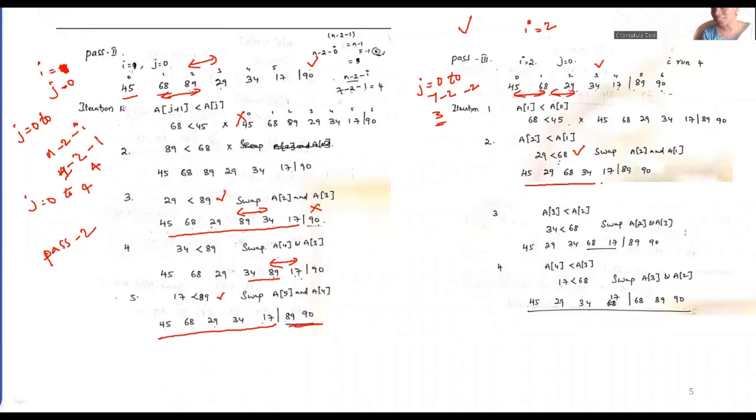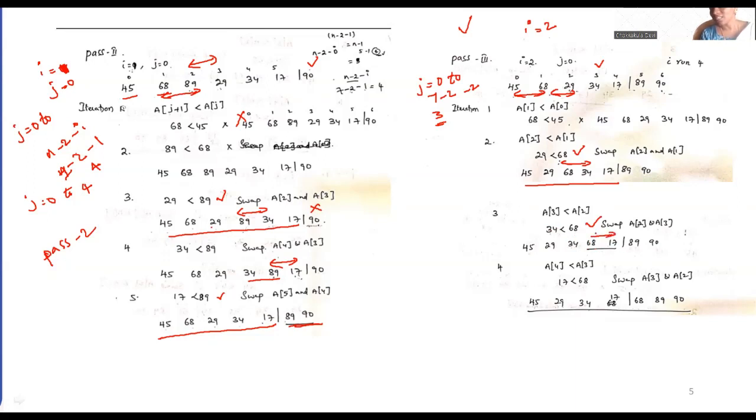34 and 17. Now we need to compare these two elements, 34 and 68. 34 is less than 68. Again, the condition is true, so we need to swap these two elements. After that, we get 45, 29, 34, 68, and 17.